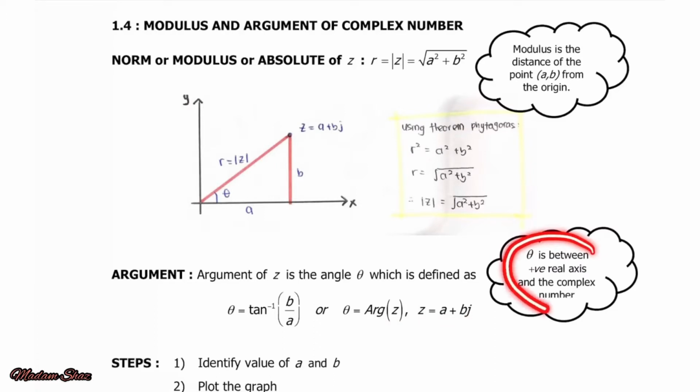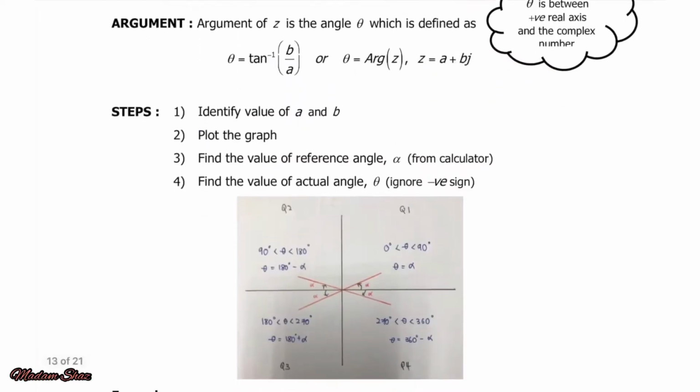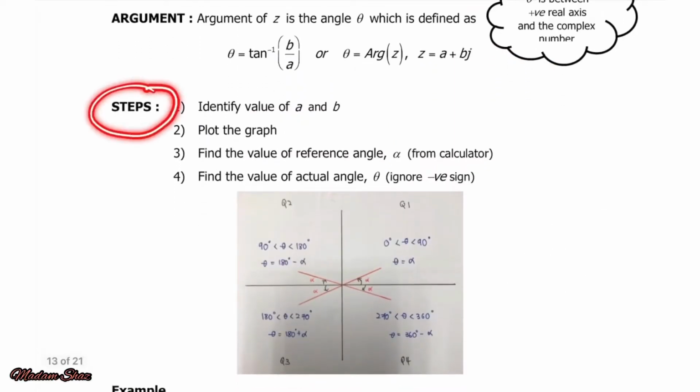Theta is between the positive real axis and the complex number. So positive real axis is from the x-axis here, positive real x-axis to the complex number. So this is our theta. So this is the step how to find the theta. So I will explain again the step when we want to solve for the theta.